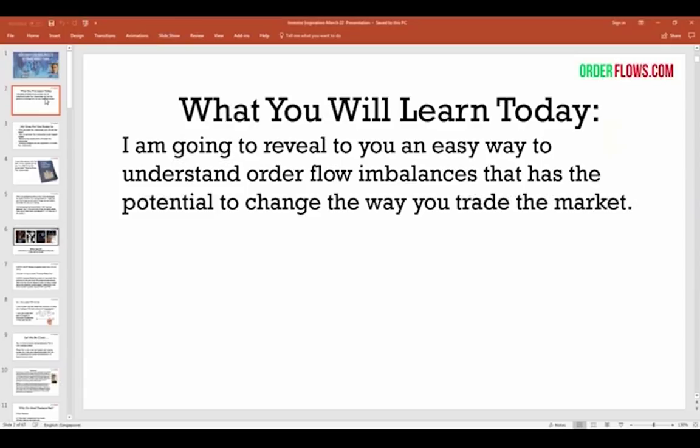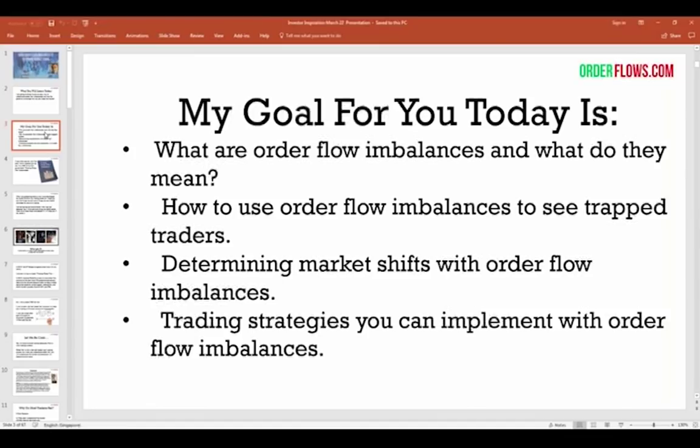Today what you're going to learn is I'm going to reveal to you an easy way to understand order flow imbalances that has a potential to change the way you trade the market. Now my goal for you today is to explain what order flow imbalances are and what they mean, how to use order flow imbalances to see trapped traders, how to determine market shifts with order flow imbalances, and I'm going to show you some trading strategies you can implement with order flow imbalances in your existing way of trading.